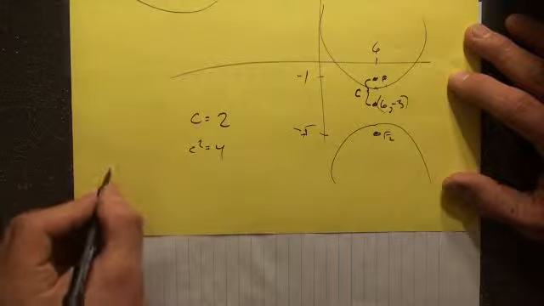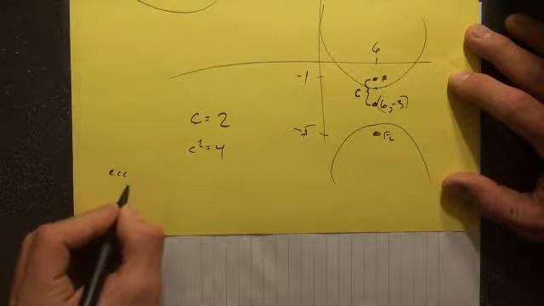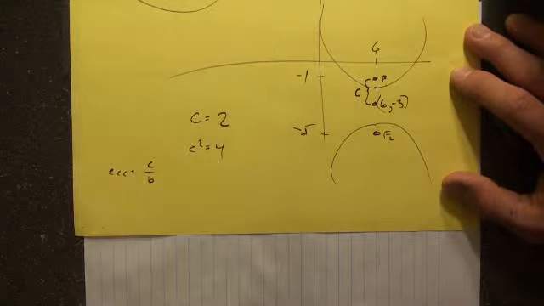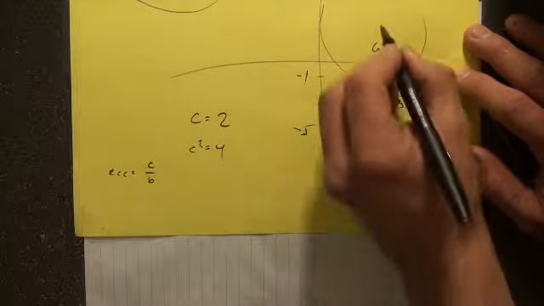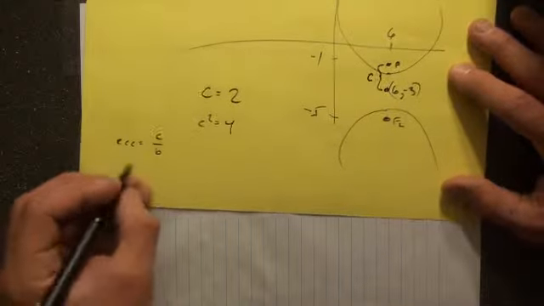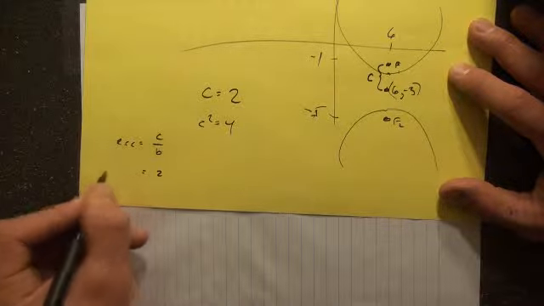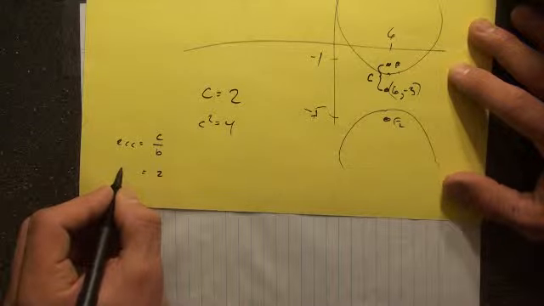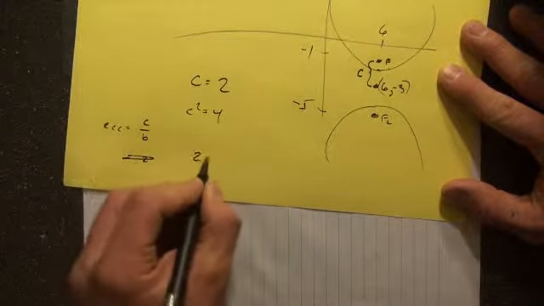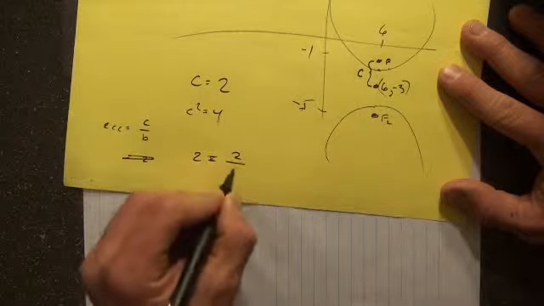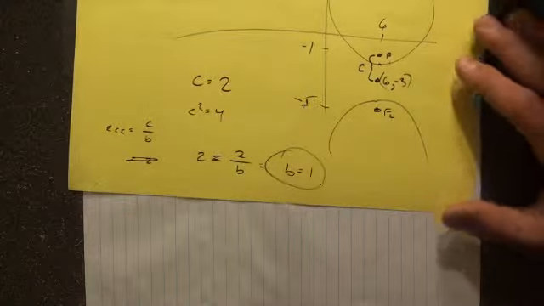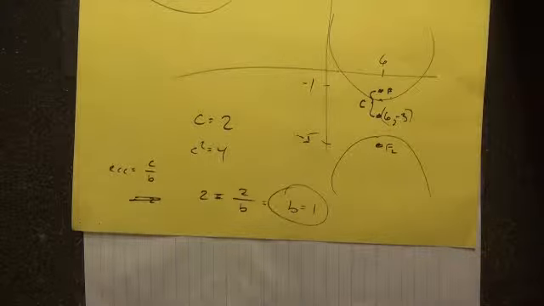So then when you do eccentricity, eccentricity is definitely c over, in this case, b, because this is a vertical hyperbola. You would then have 2 equals, well, eccentricity is 2, right? So 2 equals 2 over b, which would then make b equal to 1. Okay?